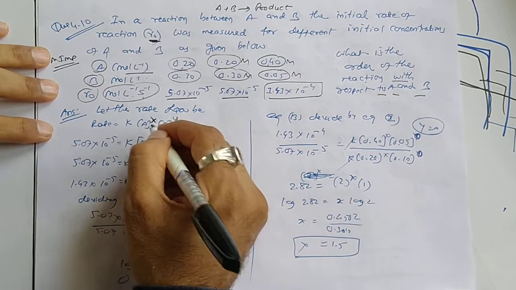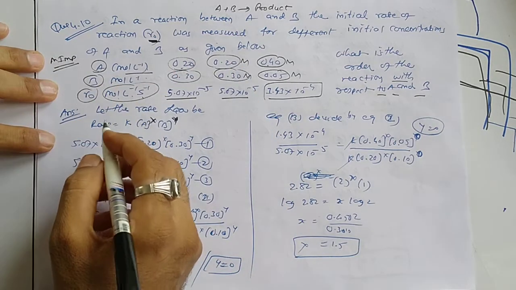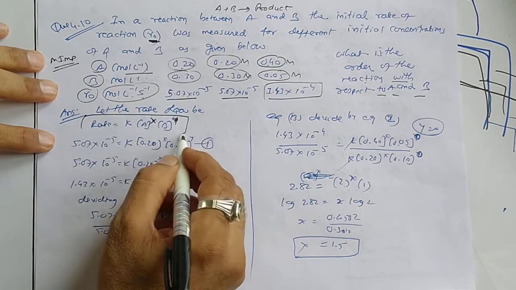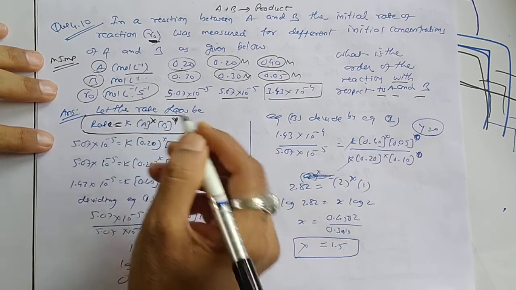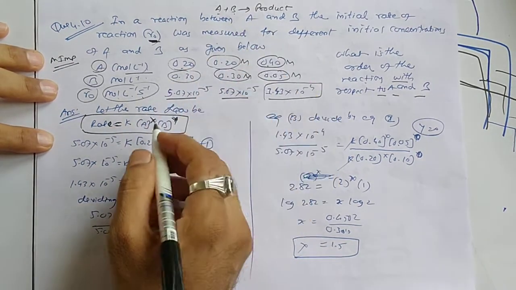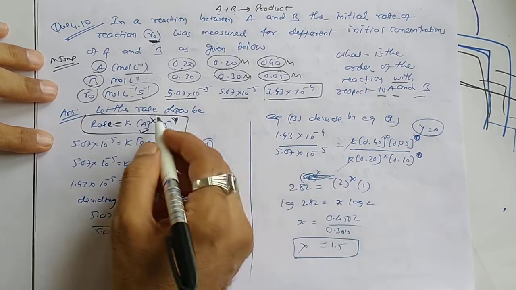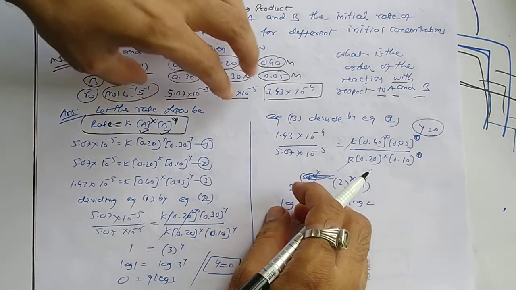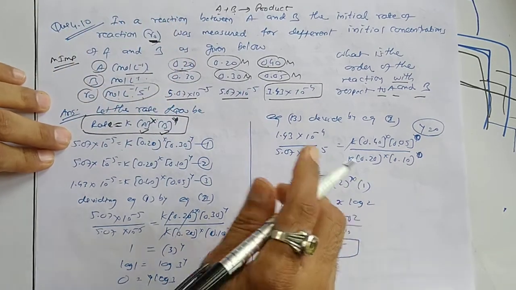The order with respect to A and with respect to B we have to derive. Let the rate law be: first, suppose our rate law is assumed to be rate = K, with A and B as reactants, A raised to x and B raised to y. We have to determine x and y. Put the experimental values in the differential rate law.